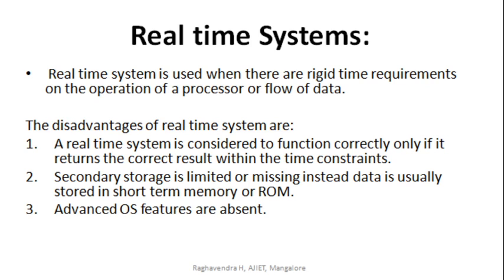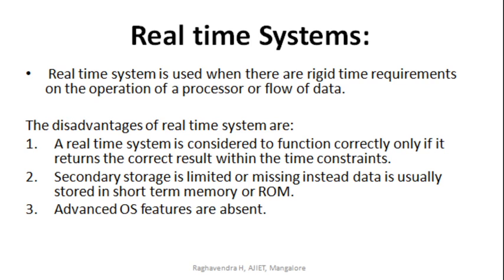So, what is a real-time system? A real-time system is used when there is a rigid time requirement on the operation of a processor or flow of data. Sensors bring data to the computer. The computer analyzes data and adjusts the control to modify the sensor input. Systems that control scientific experiments, medical imaging systems, and some display systems are real-time systems.